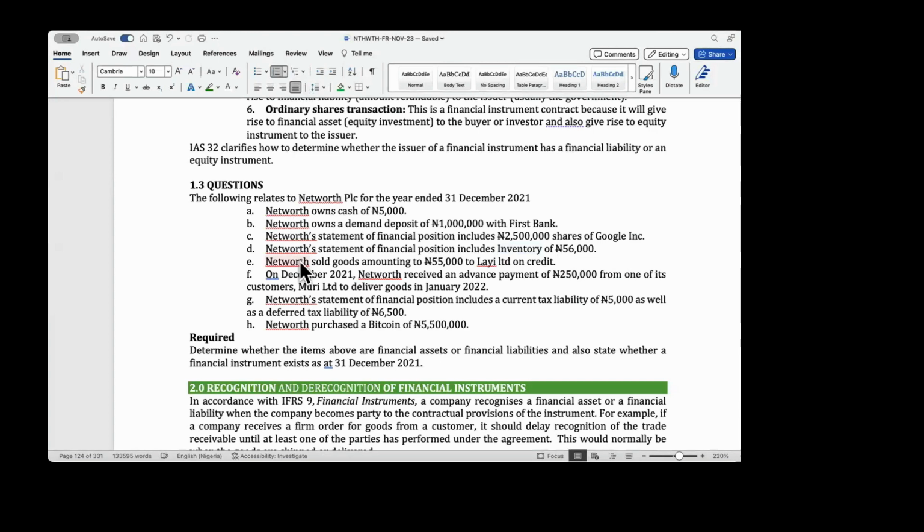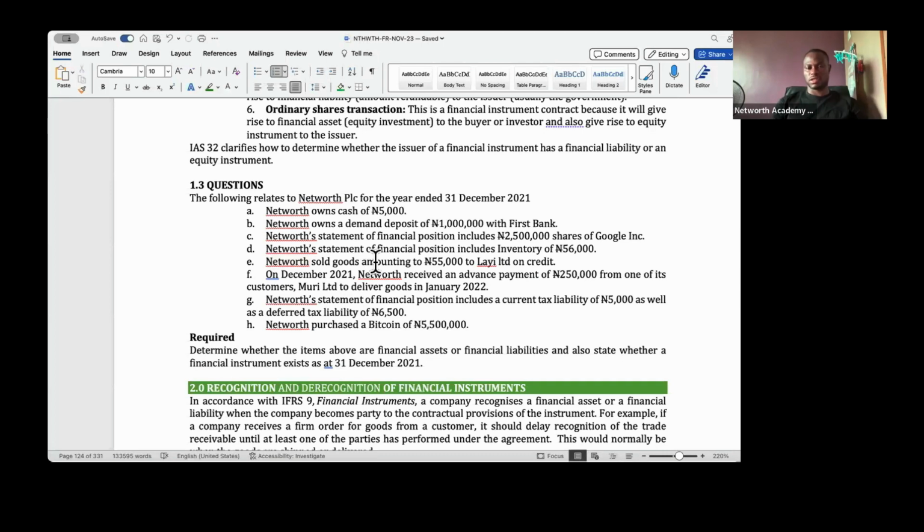It is a financial asset. So Lai has the right to receive cash. Networth has the right to receive cash from Lai, so it's a financial asset to Networth. Why is that a financial liability to Lai? Because he has the obligation to deliver cash to Networth.